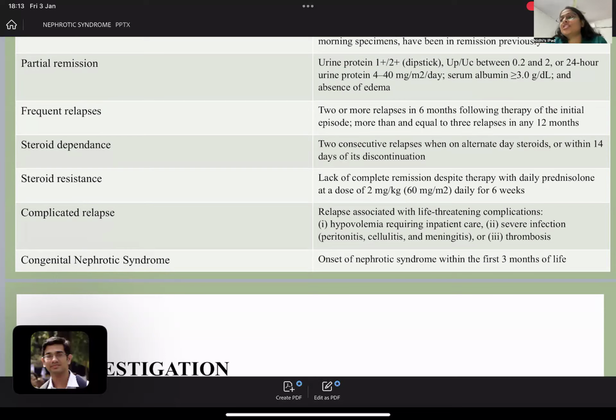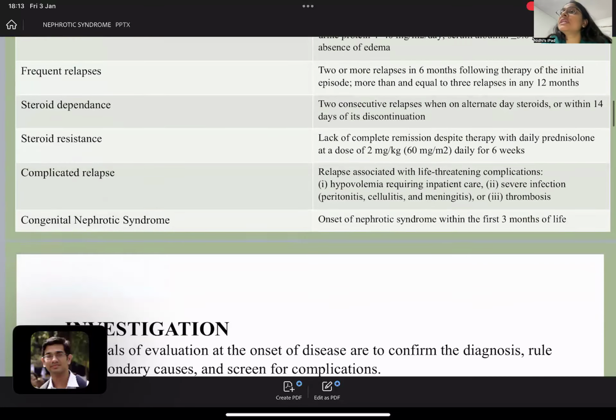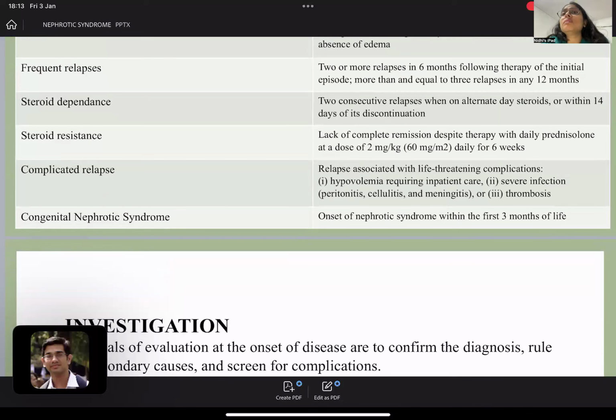Like if the initial episode was in January, so till June, if there are 2 or more relapses, or in any 12-month period, there are more than or equal to 3 relapses, that is a frequent relapser. So what is the importance of frequent relapses?